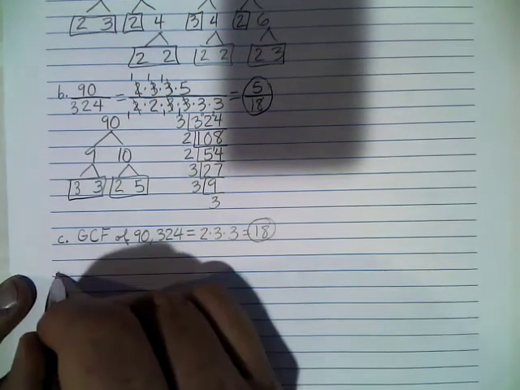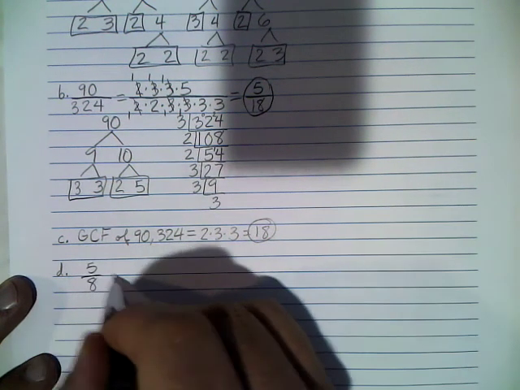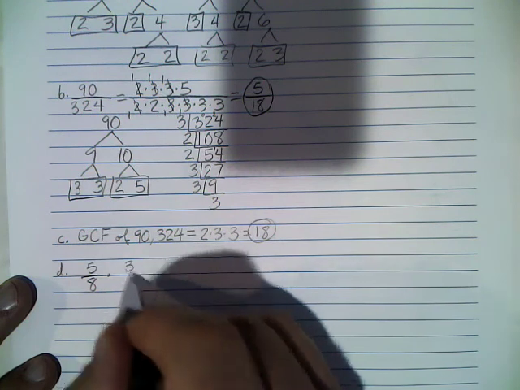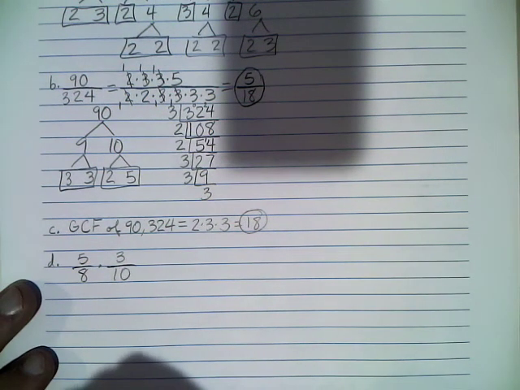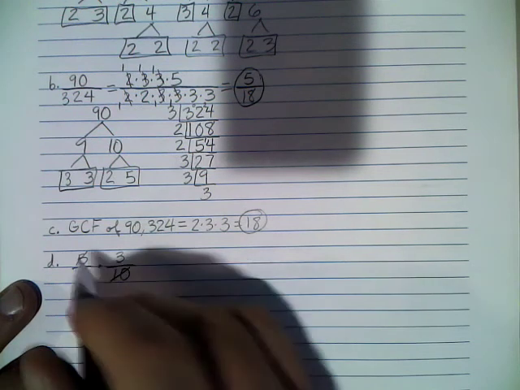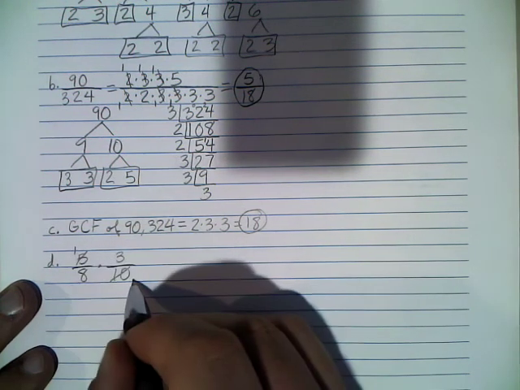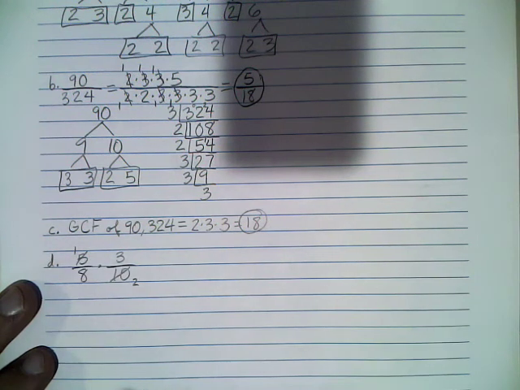All right, we're going to try a few more here. D, 5/8 times 3/10. And the thing that stands out to me first and foremost is I know 5 goes into both 5 and 10. 5 goes into itself once, 5 goes into 10 2 times. So 1's cannot be reduced any more than they are.